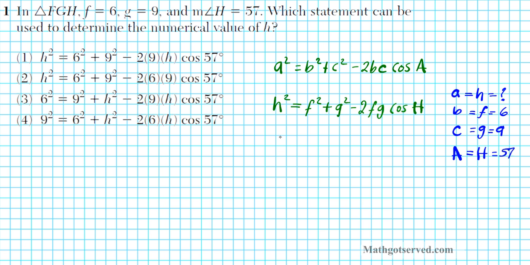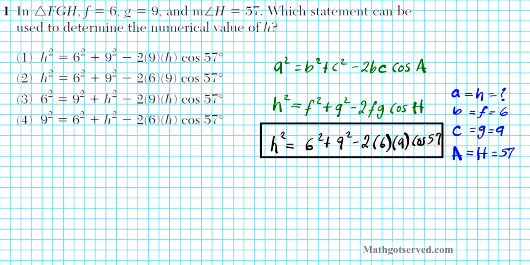Okay, so now for h, what do we substitute in for h? We do not know what h is, so it remains as a variable. H squared equals f squared, which is 6 squared, plus g squared, which is 9 squared, minus 2 times f, which is 6, times g, which is 9, cosine 57. There goes your statement that you can use to find the value of h.